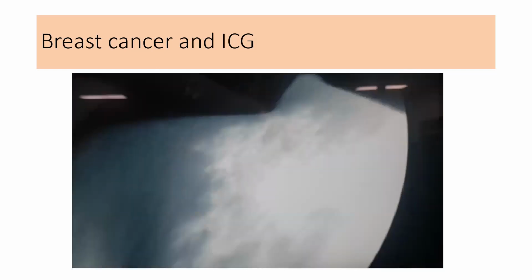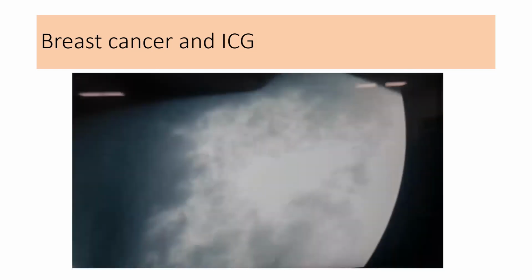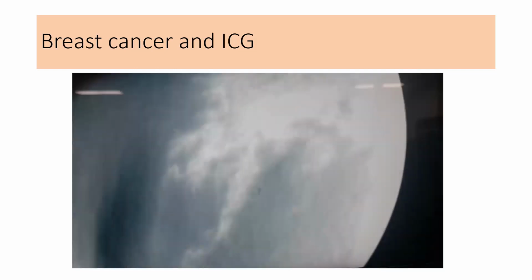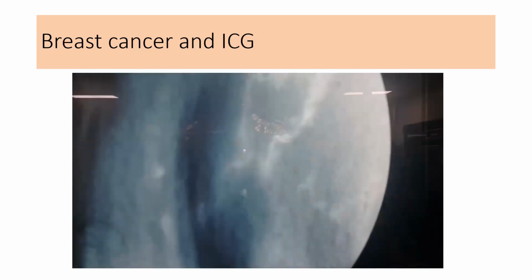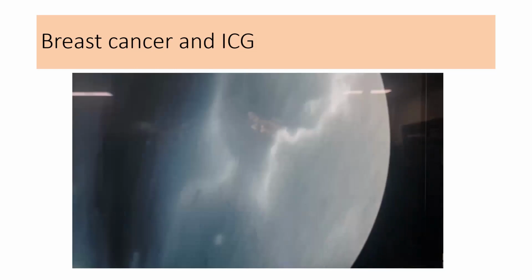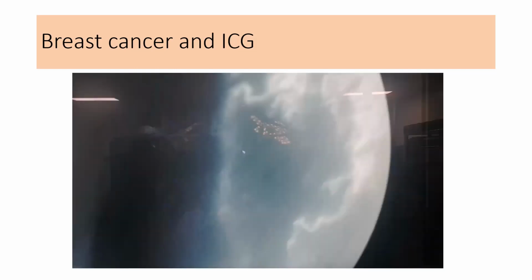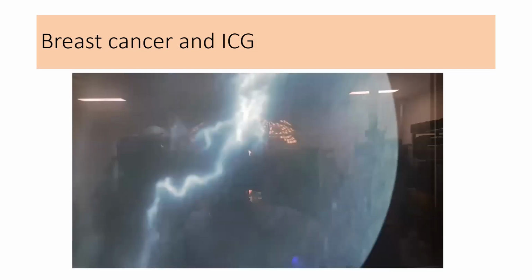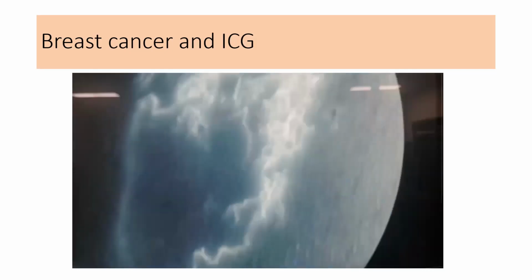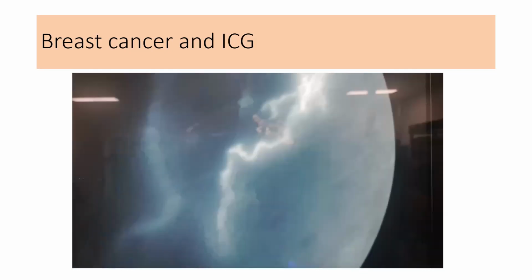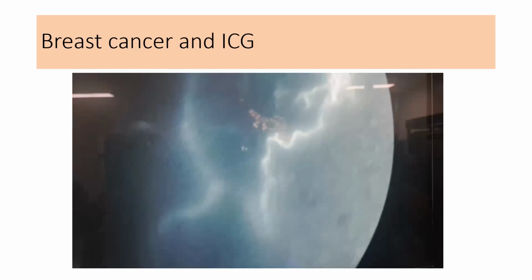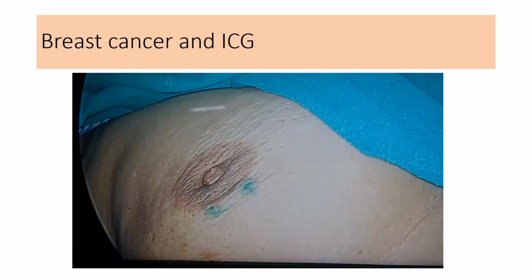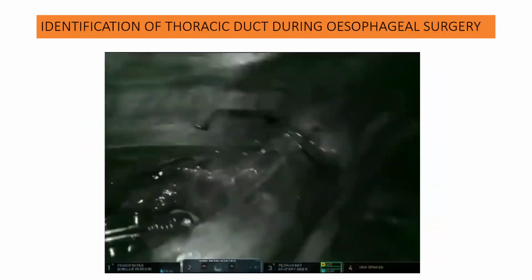This is the malignancy, how it is seen in ICG mode, and then the flow of the lymphatics is going toward the axilla, towards the axillary lymph nodes. So we can see the sentinel lymph node and take the biopsy, and depending on that, we will decide whether modified radical mastectomy or lymph node sparing surgery is to be done.